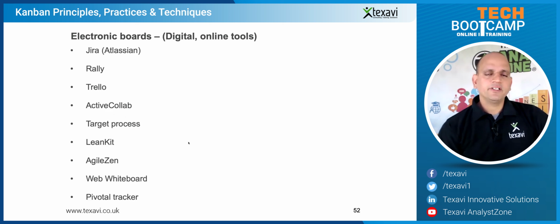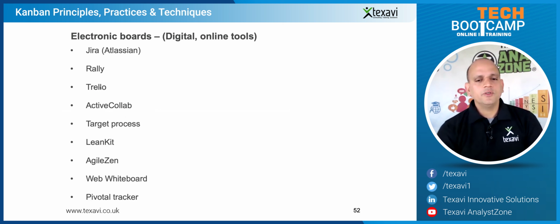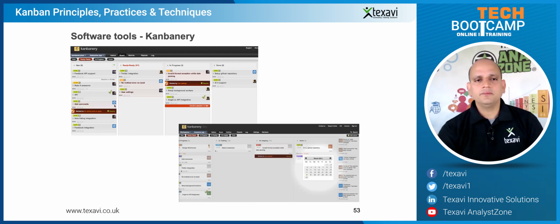Web Whiteboard, Pivotal Tracker, all of these are different Kanban tools they offer you online, and some of them are free. Trello is a very popular, very simple version of Jira, which you can use without much effort or cost. So I would suggest Trello, Rally, and Active Collab.